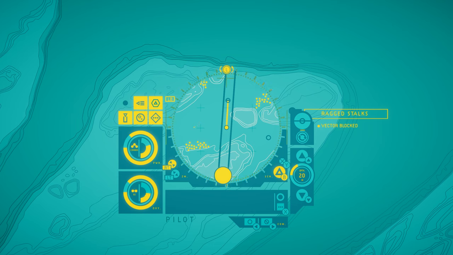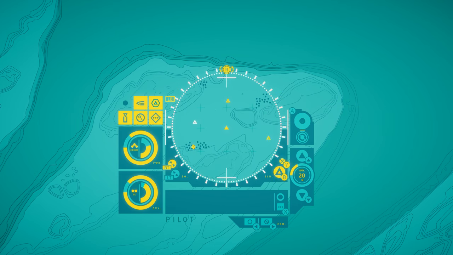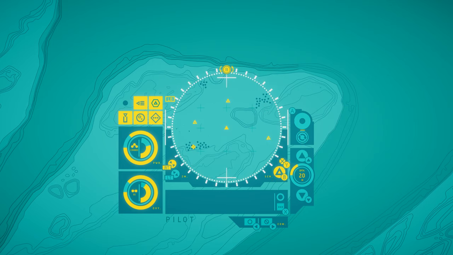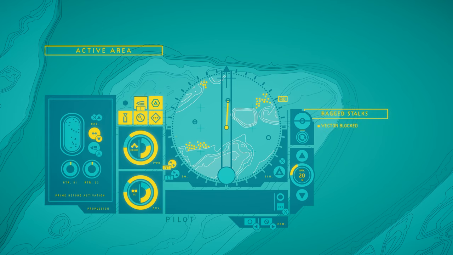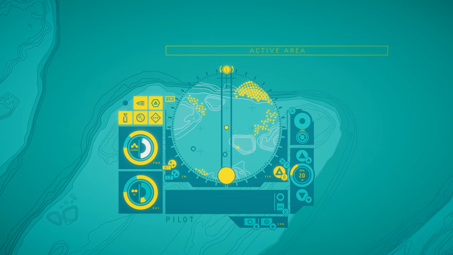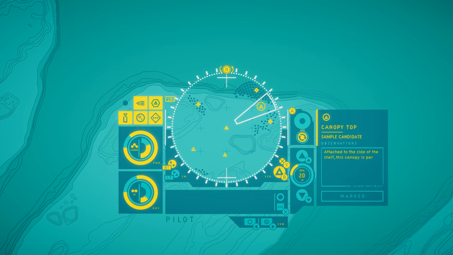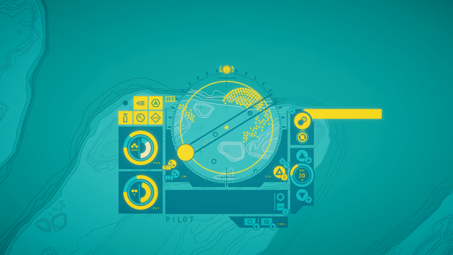Vector blocked. Guess I gotta go this way first. Strong current. The water is funneled by the rocks into this clearing, making it hard going against the rush. Oh, I just need to power up. Canopy top, I think. Good sample here.